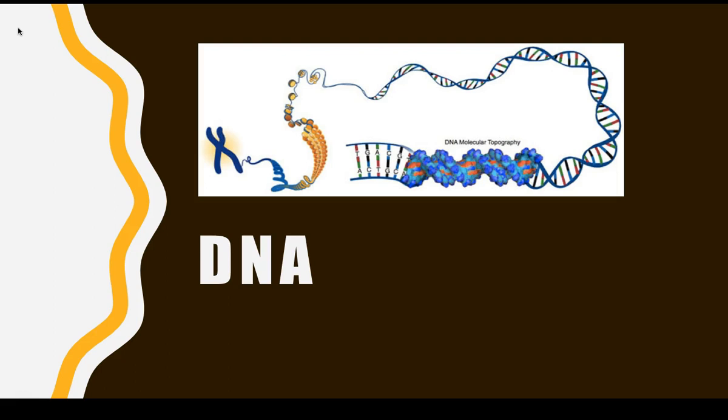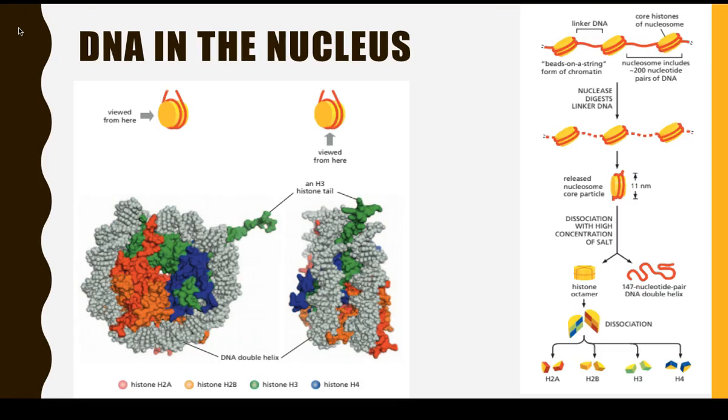This condensing is done in levels. The first level of condensing has nucleosomes. Nucleosomes consist of 4 histone proteins, H2A, H2B, H3, and H4. They're found down here. There are 2 sets that come together and make a histone octamer. It's like a spool, and DNA wraps around the octamer about 2 times, as seen here.